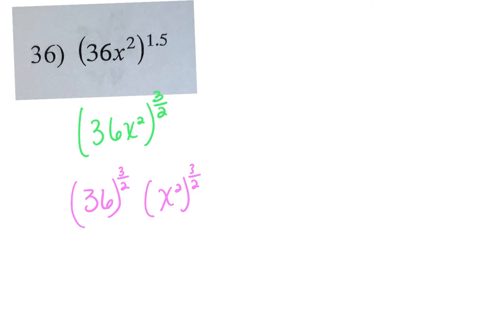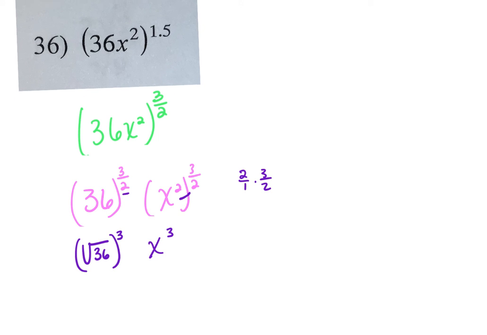All right. Remember, you can rewrite it as a radical, and it may make more sense to you. So if I were to rewrite this guy as a radical, remember this is my index, so that's the square root of 36 raised to the 3rd power. That's actually easier to think about, right? And then here, I multiply my exponents. 2 times 3 halves. That's just 3. So this becomes x cubed. Right? Everybody see that? Okay.